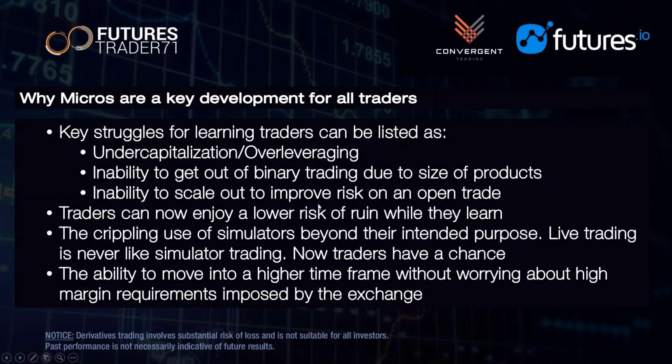If you can scale out, now we can create a potential situation of asymmetrical risk where you can actually allow yourself to sit in the trade and let your winners run a little bit. So traders can now enjoy a low risk of ruin while they learn. This is the key development for traders. We've eliminated the undercapitalization issue. We've at least reduced it. We now can allow traders, and I'll show you the trade plan for that, to trade more than 1 contract.